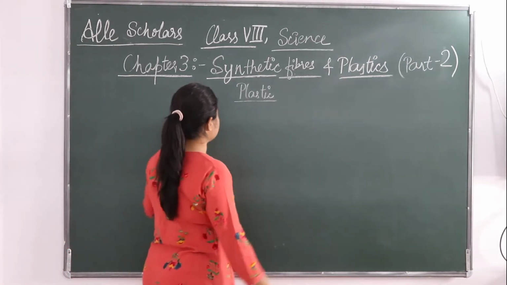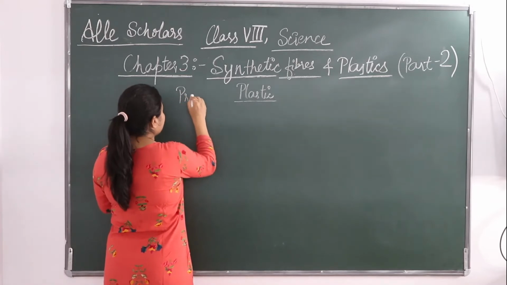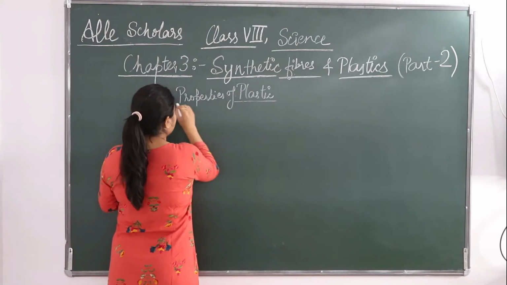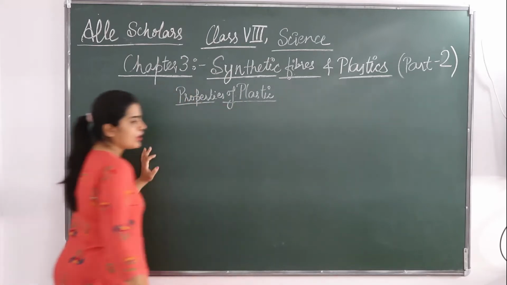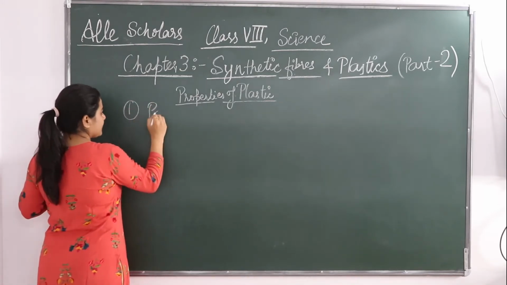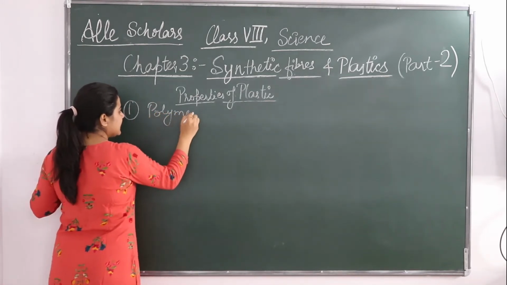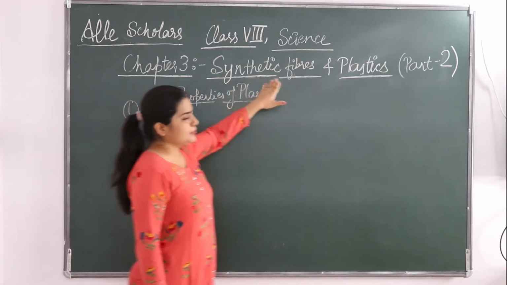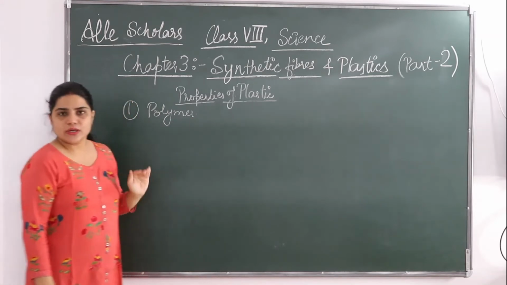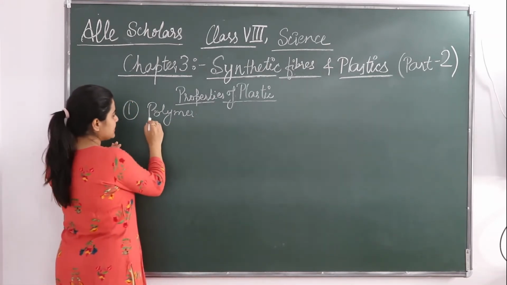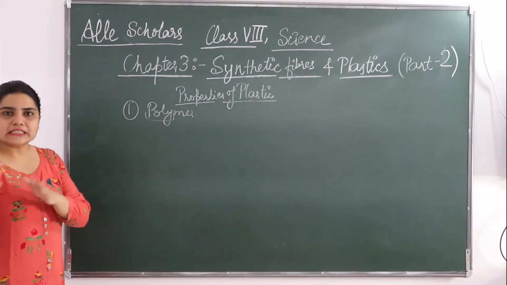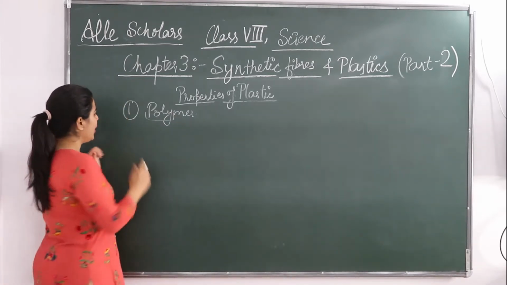Properties of a plastic. We will be seeing the properties of plastic. So this plastic is also a polymer. As we have seen that synthetic fibers are also a polymer, like that plastics are also a polymer. Polymer means, already I have told you, poly means many and mer means unit. It means it is made up of many small units.